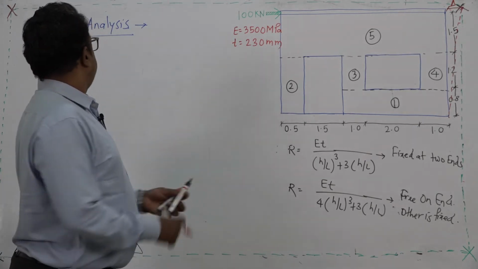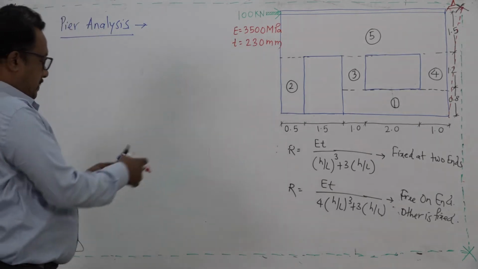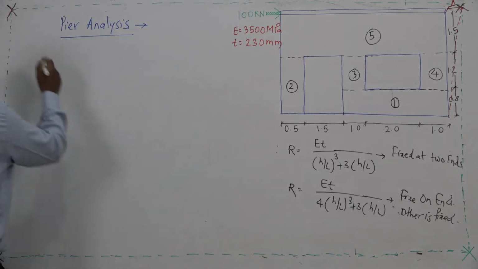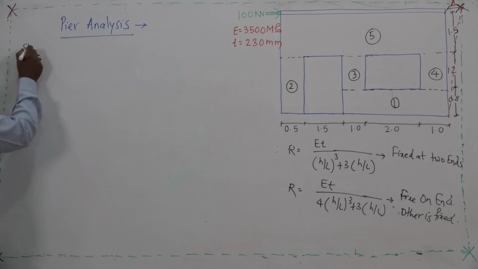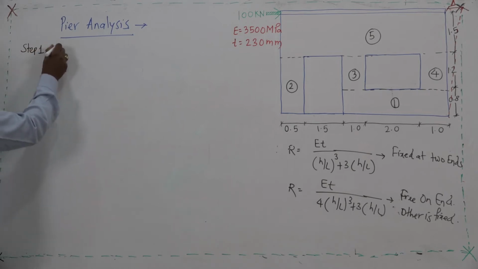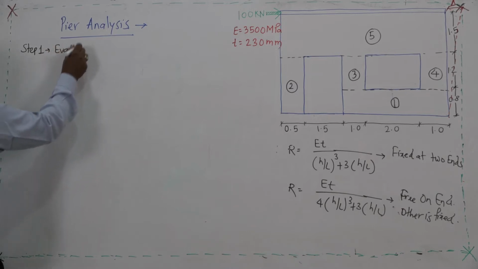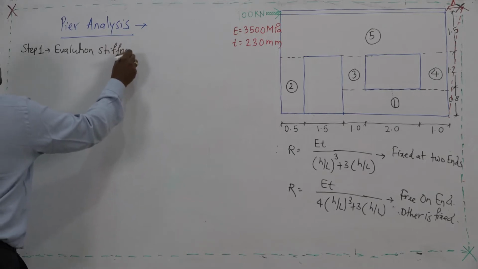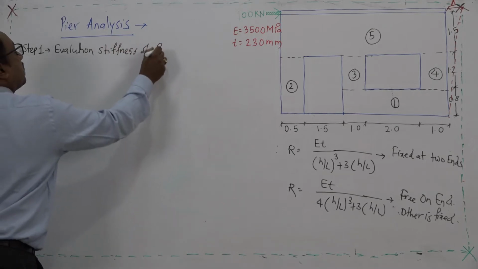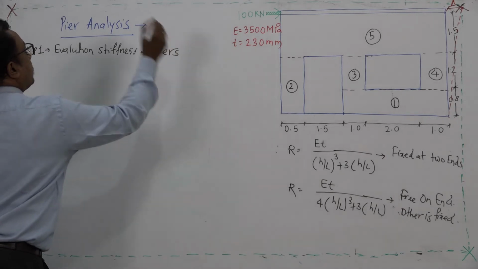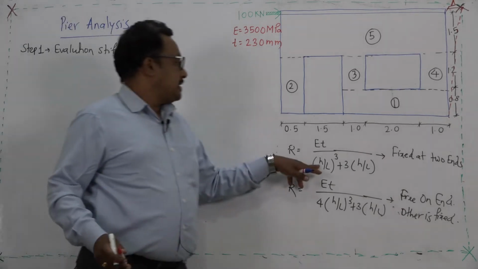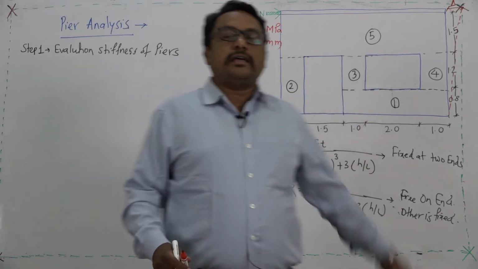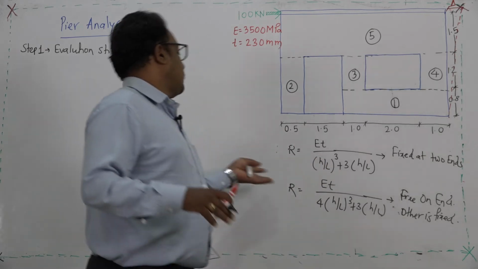So, let us come to the evaluation of the stiffness. So, the first step, number 1, I will call evaluation of stiffness of piers. So, h will be the height of pier, L will be the length of pier. So, h by L is the governing parameter, which is the aspect ratio of this pier.